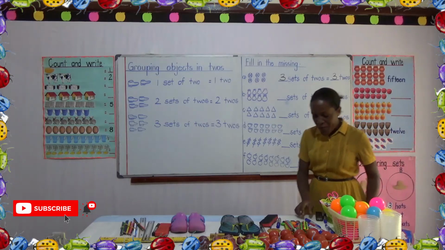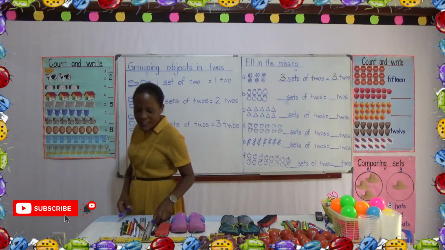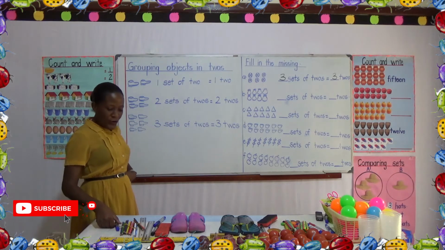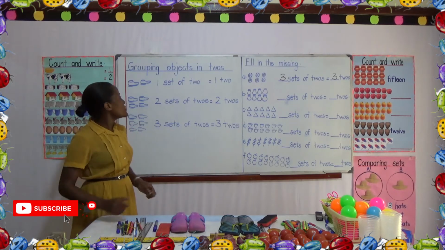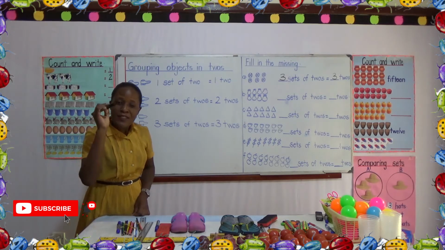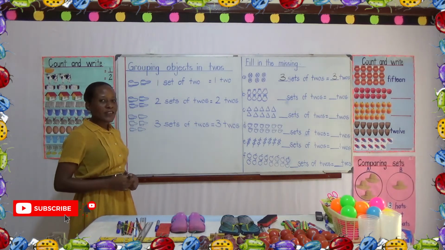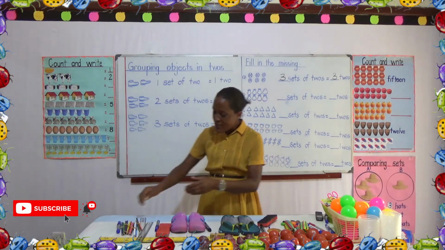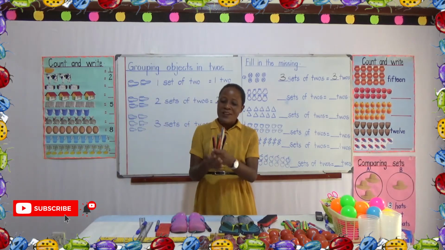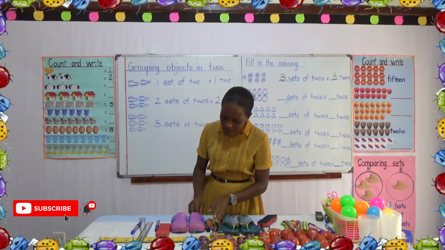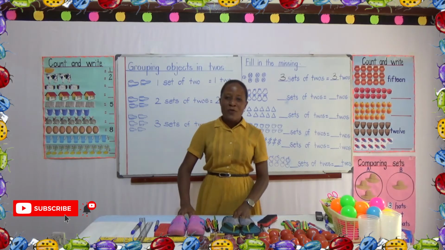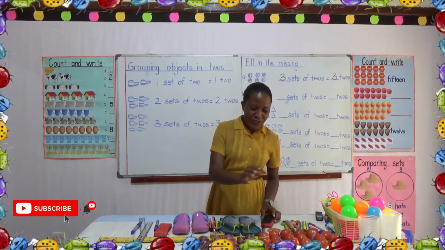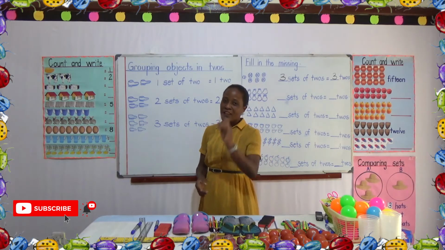Yes, we are back to group objects again, but this time we are going to count the objects in the twos. Let's group the objects again and we count. Let's just remind ourselves of what we did in the previous lesson. We grouped our colored pencils in twos. We grouped our sandals in twos. We did not use the tomatoes and onions, but we shall use them.